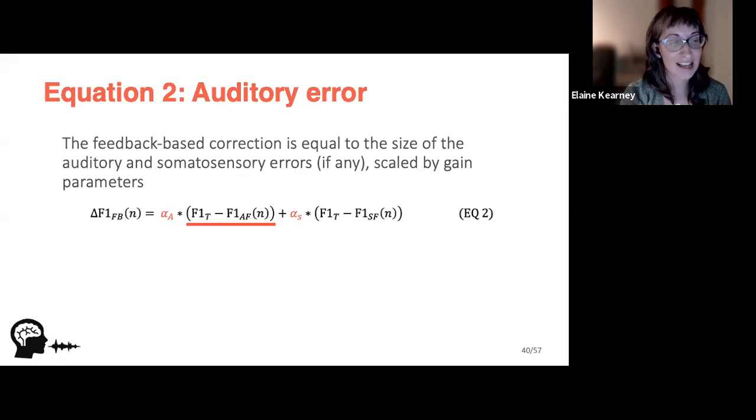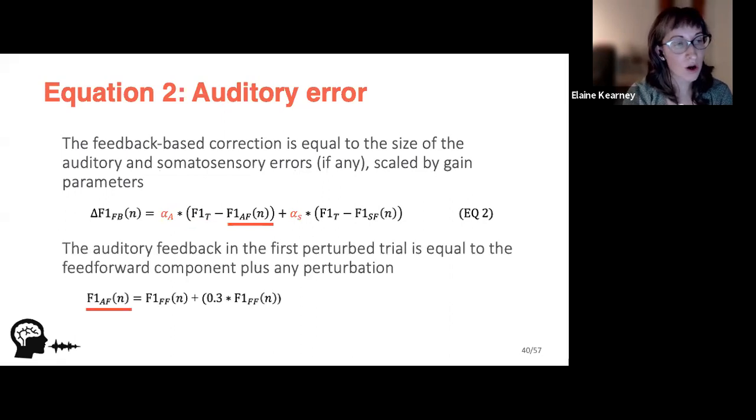So the auditory error is estimated as the difference between the target and the auditory feedback. And so in this example, the target is 500 hertz. And we also know what the auditory feedback is because this is something that we're actively manipulating as part of the experiment. So the auditory feedback is going to be equal to the feed-forward component as well as any perturbation that we're applying. In this case, it's a 30% perturbation. So then the auditory feedback component is going to be the 500 plus 30% of that, which is 150.